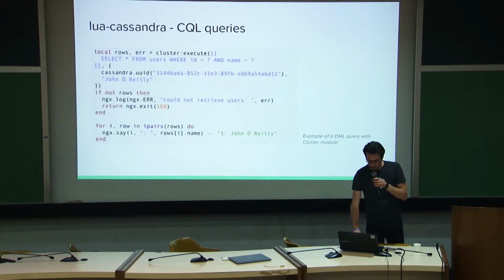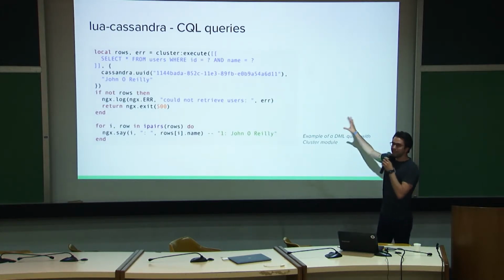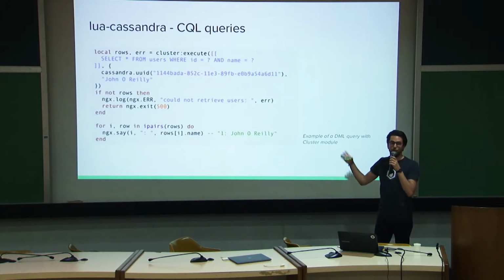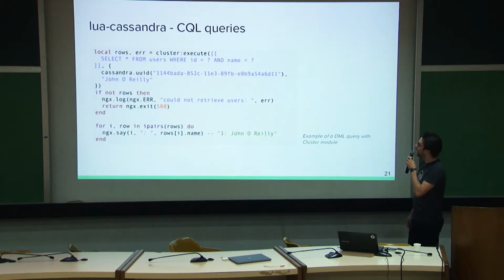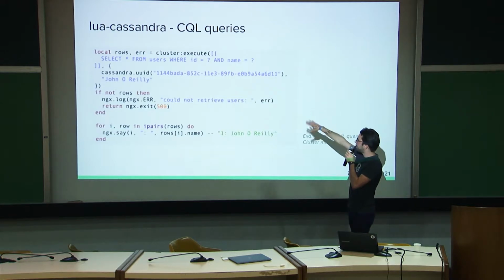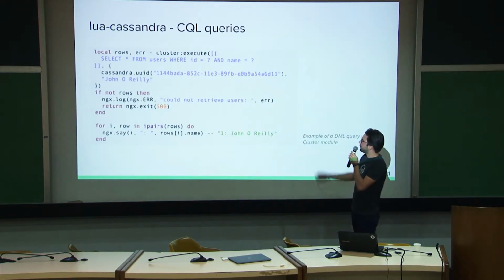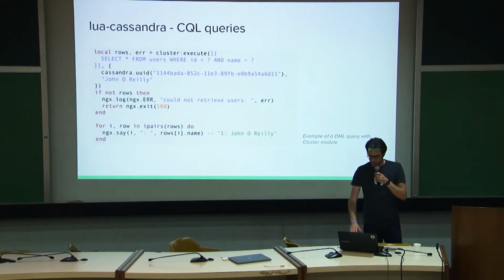I don't think it's included in here, but with a cluster module, the usage is exactly the same. So it's very easy to switch from the client to the cluster module. The cluster module is only supported in OpenResty, to have all those nice things like load balancing, and I'm going to talk about it later. So those are the same queries, and we get the same result, except that here we have a lot of things going on under the hood.